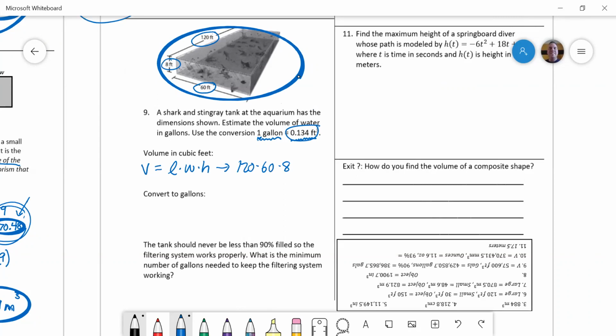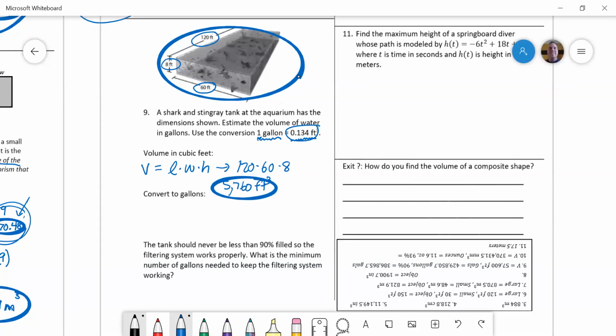Go ahead and punch that in. Let's see what you get. You should be getting 5,760 cubic feet of water. That's how big that tank is.